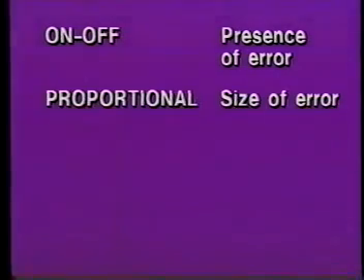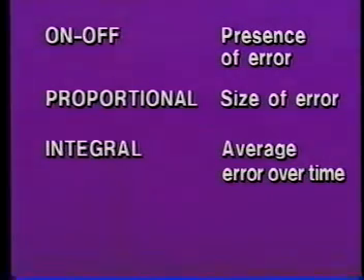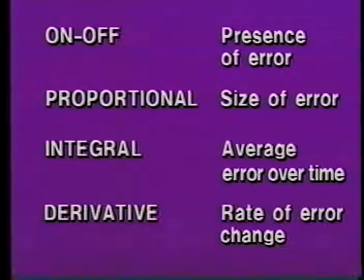Each of the different control modes we have described responds to an error signal in a different way. The simple on-off controller uses information about the presence of error. The proportional mode uses information about the size of the error. The integral mode uses information about the average error over a period of time. And the derivative mode uses information about the rate of error change. Of course, in all cases, the objective is to keep the controlled variable as close to the set point as practical.